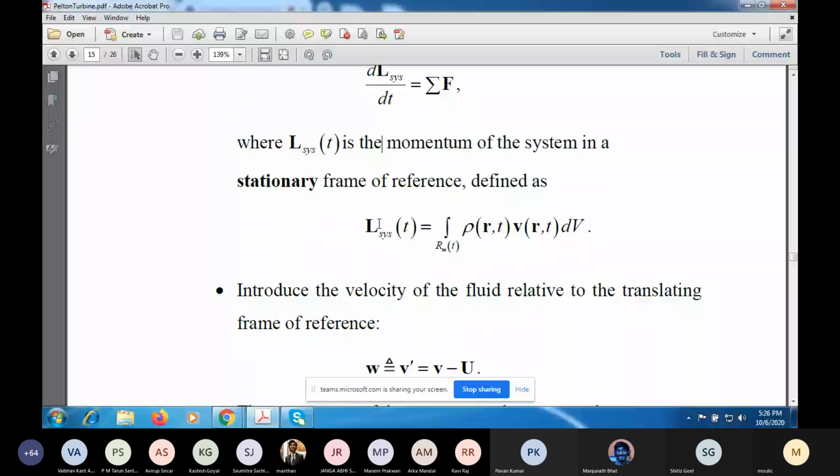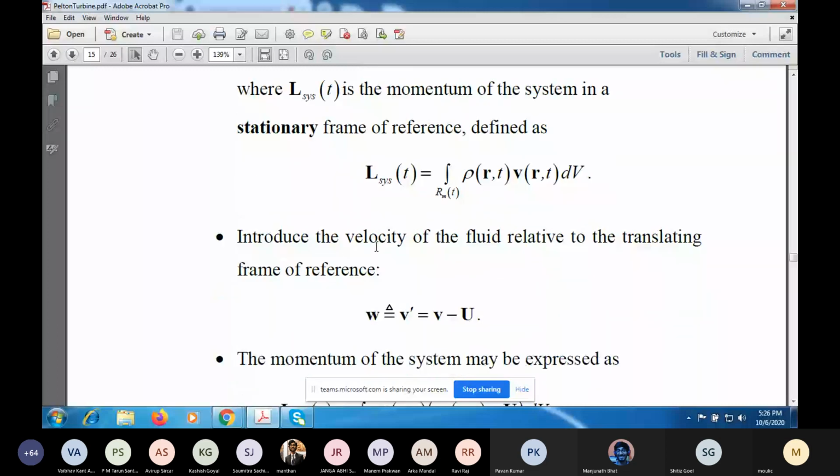Now it's convenient to work in terms of the relative velocity, that is the velocity of the fluid as seen by the observer in the translating frame. So you can call it W or V prime, which is the absolute velocity V minus capital U, which is the speed of translation of the control volume. And this V is the fluid velocity as seen by an observer sitting on the ground.